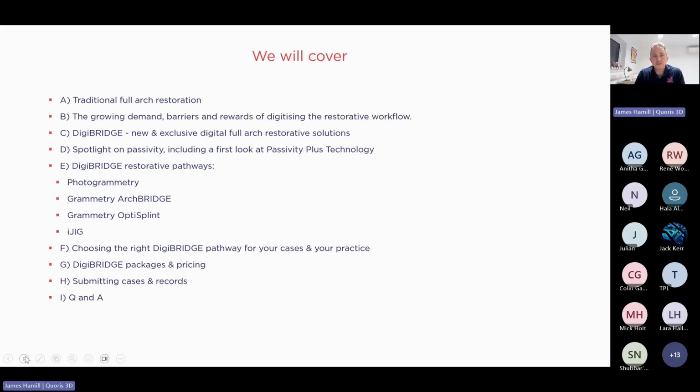those situations. We're going to look at the overall digitization of restorative full arch workflows, the growing demand for that, because the demand is getting more and more. The barriers, because there are some practical as well as perhaps psychological barriers to getting involved, as well as the rewards for not only you, your patients, but also your practice of getting involved.